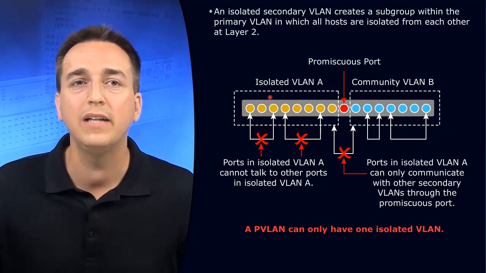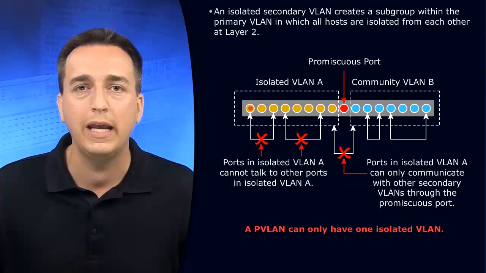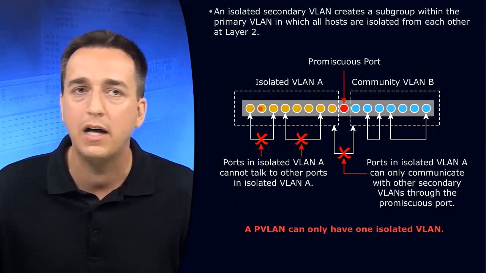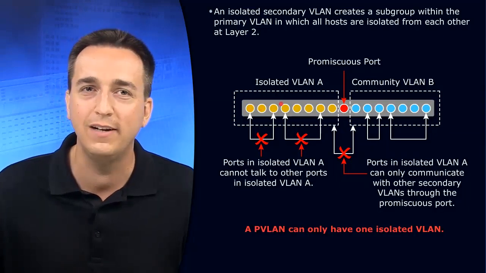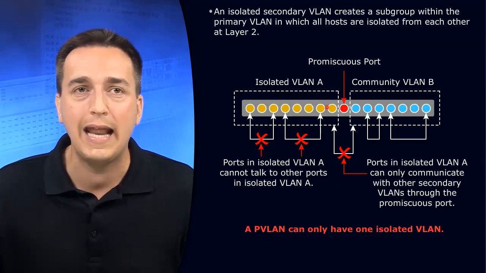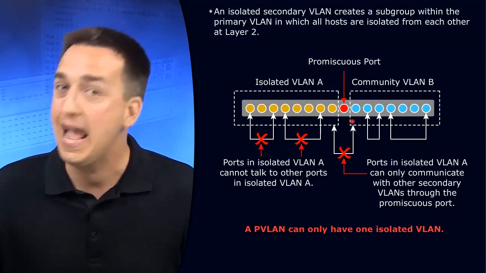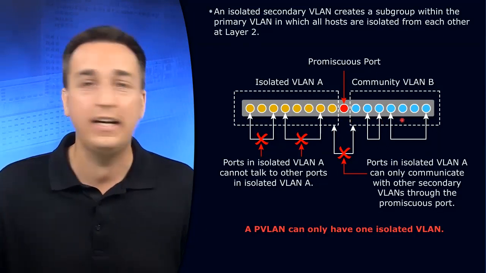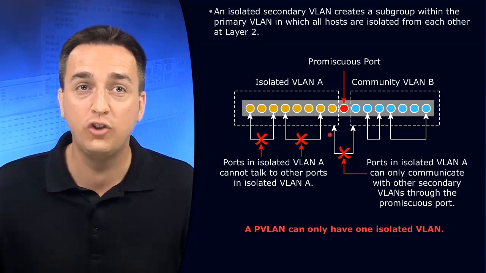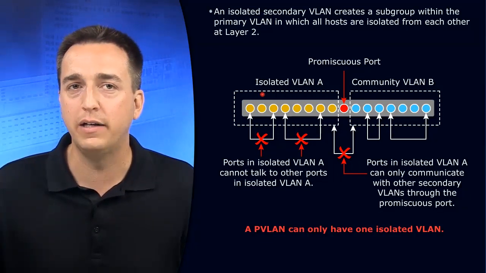So in this case, we have isolated VLAN A. That means that if there's a device connected to this port, it can't talk to anybody else that is part of isolated VLAN A. It's not possible. In addition to that, anybody in an isolated VLAN cannot talk to anybody that is part of any community VLAN. So they are truly, truly isolated from everybody else.